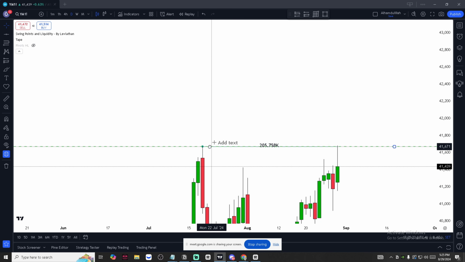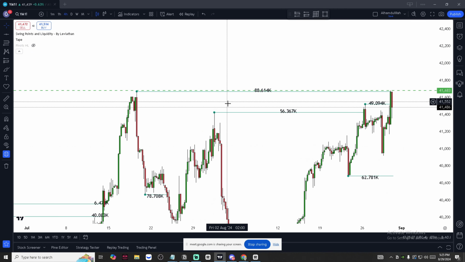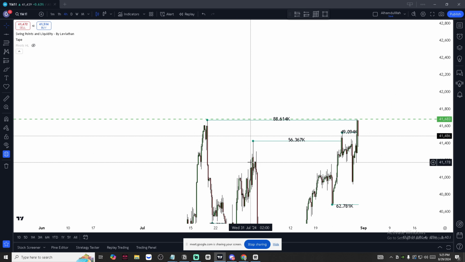So we know that once price decides to break this key area, then we'll be able to get in for a long setup here. Okay. So that's going to be that right there.